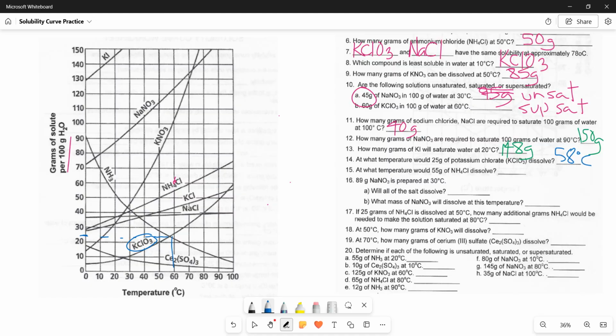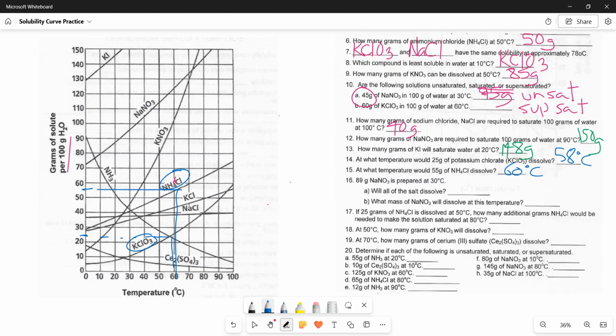Okay, 15. I guess we're on 15. At what temperature would 55 grams of ammonium chloride dissolve? So ammonium chloride's here. We have 55 grams, which is right here. So we're going to come across until we hit the line and then come down. And it's about 60 degrees.